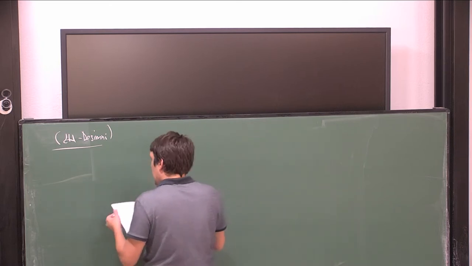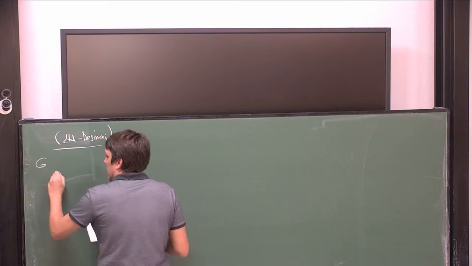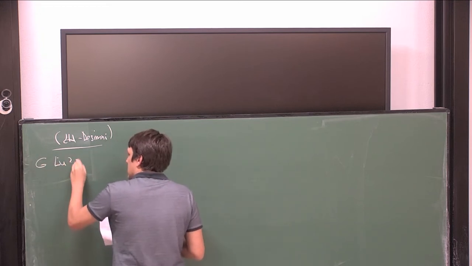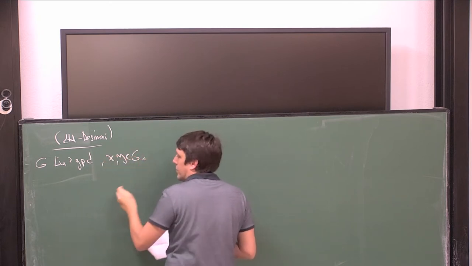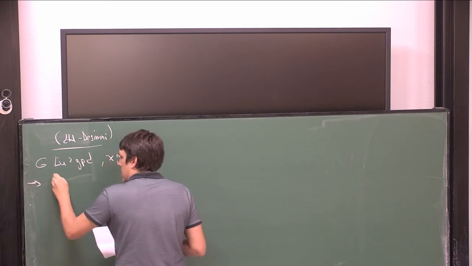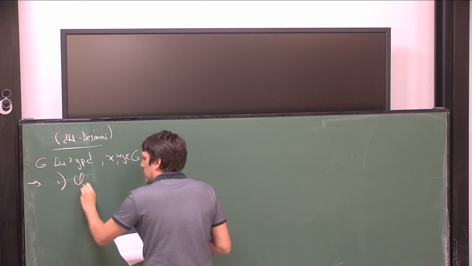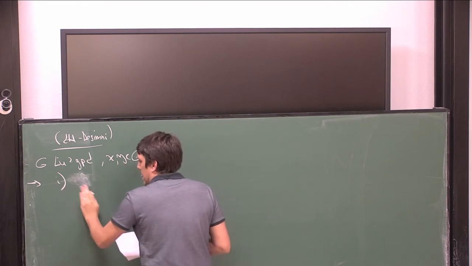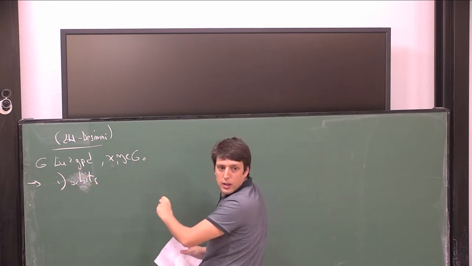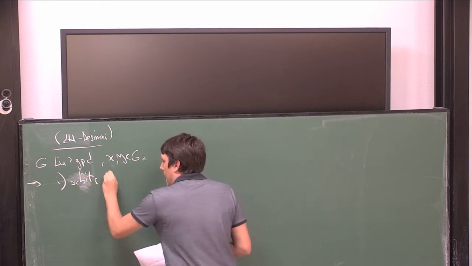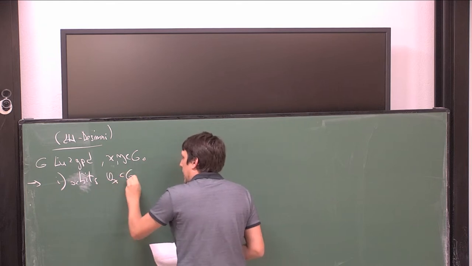So, given a Lie 2-groupoid G, x, y in G0, then, first, the orbits, so the subset of G0 of points connected to x, are submanifolds.